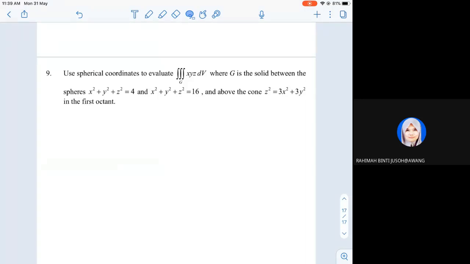You ada dua sphere. Okay, betul dua sphere. Lepas tu dia ada cone. Above the cone. In the first octant. In the first octant je.